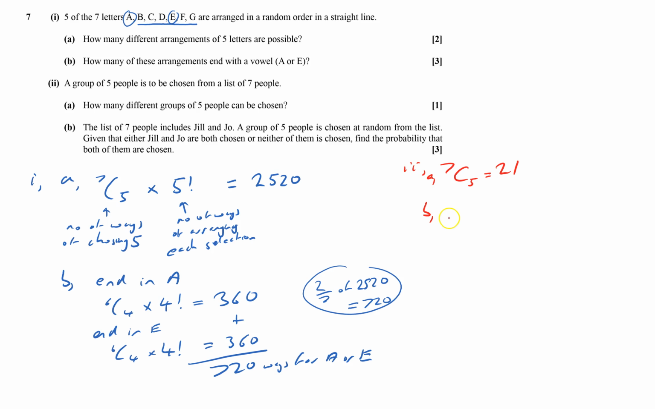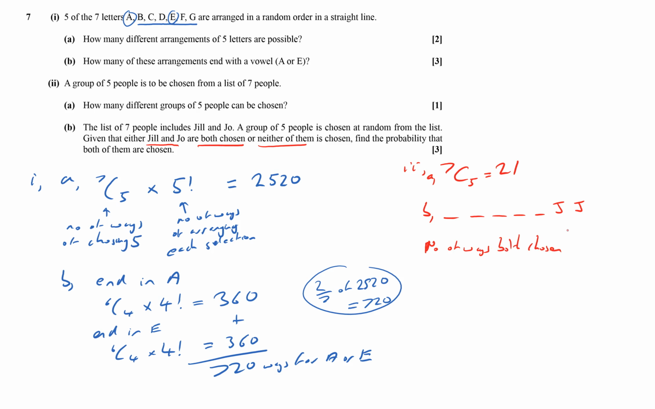So I like drawing a picture of this. 1, 2, 3, 4, 5, and Jill and Joe. A group of 5 people is chosen from the list. Given that they're either both chosen or neither of them is chosen, find the probability that they're both chosen. Okay, so what we want to do is number of ways for both chosen.